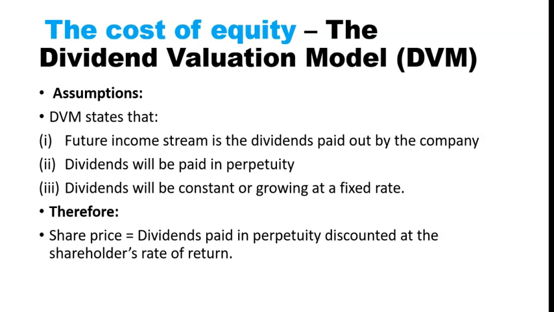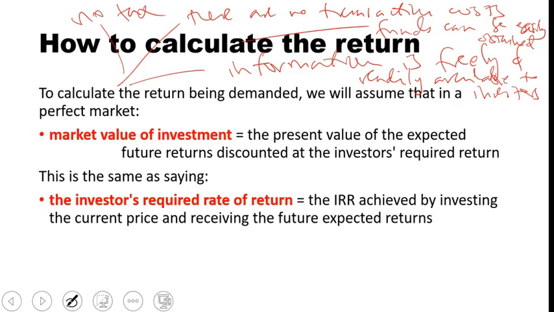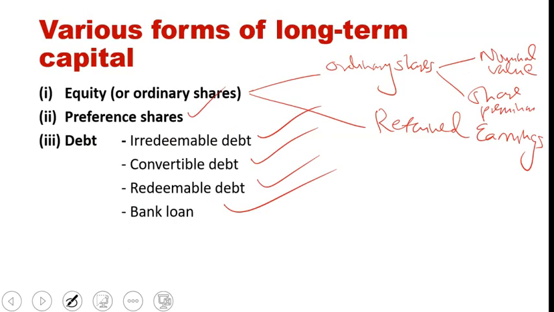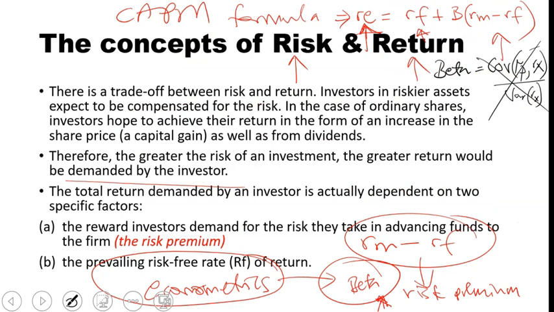Now, the cost of equity. Let's start with the dividend valuation model. However, I have already indicated the first model which we need to be knowledgeable of. That is the CAPM formula. This RE can also be called KE. That's the cost of equity, or the required rate of return by equity holders.